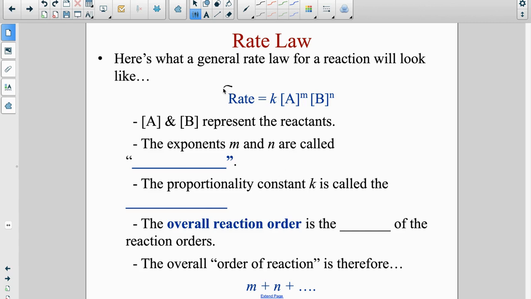Here's a rate law. This thing right here is a general rate law. It's always of the form rate equals K times the concentrations of the reactants raised to some power, some exponent. A and B are the reactants. The exponents m and n are called reaction orders, or order of reactants.